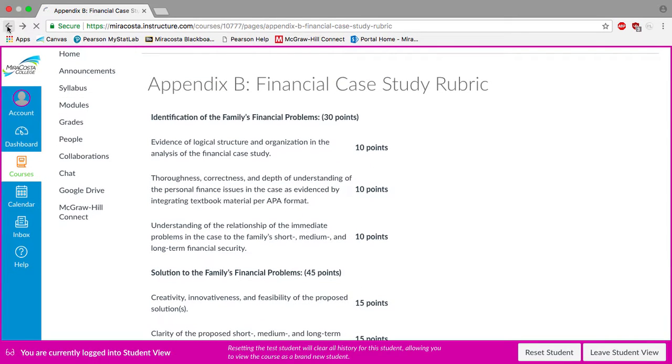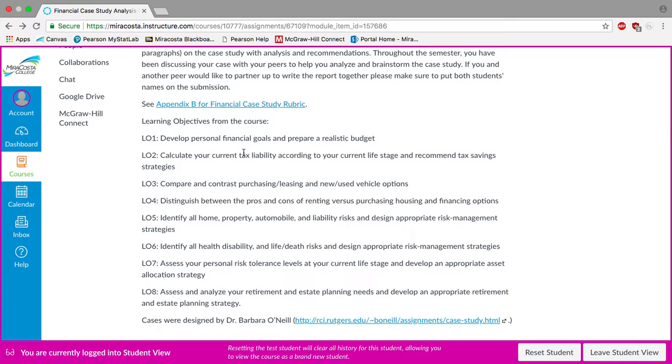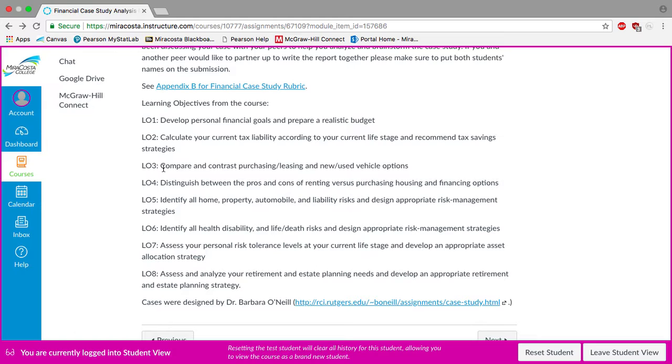Now, if I go ahead and go back, let's briefly review the learning objectives from the course. So the first learning objective was around developing financial goals and a realistic budget. Number 2 was regarding tax liability depending on your life stage. Learning outcome 3 has to do with purchasing and leasing new and used vehicles. Learning outcome number 4 had to do with housing and financing options. Learning outcome number 5 is related to home, property, automobile, and liability risks.